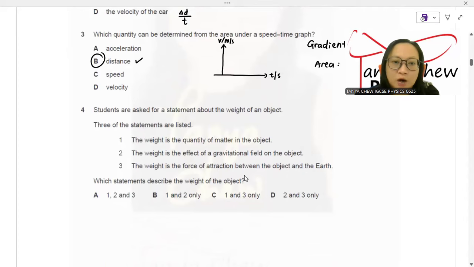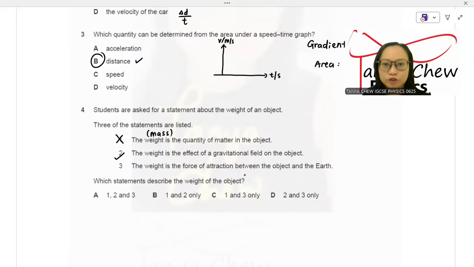Number 4, students are asked for a statement about the weight of an object. 3 of the statements are listed. Which statements describe the weight of the object? Let us look at the first one. The weight is the quantity of matter in the object. That is not true. It is mass. Mass is the amount of matter contained in an object. So number 1 is definitely wrong. Number 2, the weight is the effect of the gravitational field acting on the object. Yes, that is true. And number 3, the weight is the force of attraction between the object and the earth. Yes, that is true. So D is the answer.